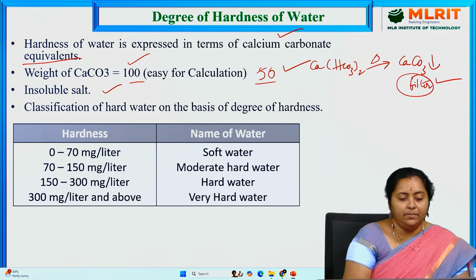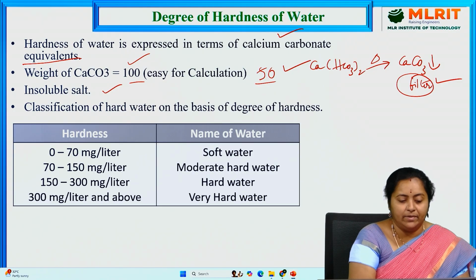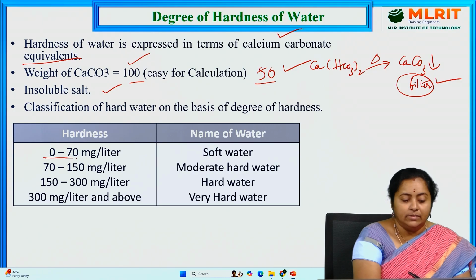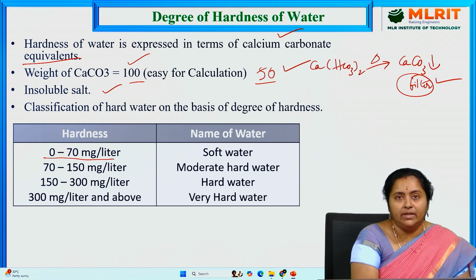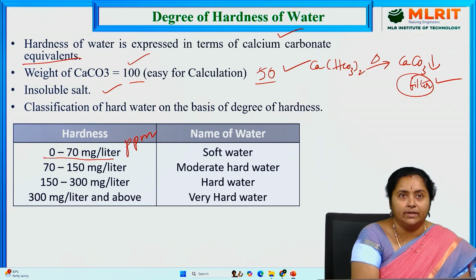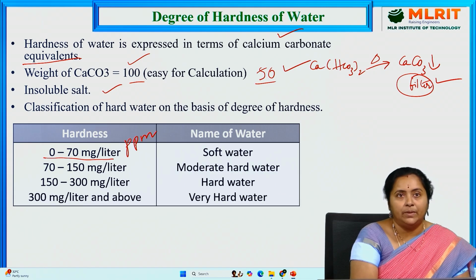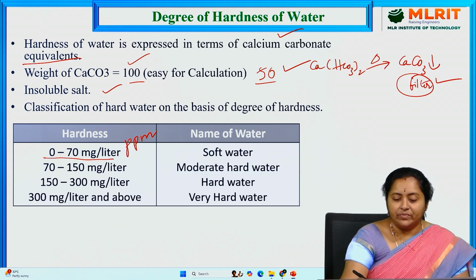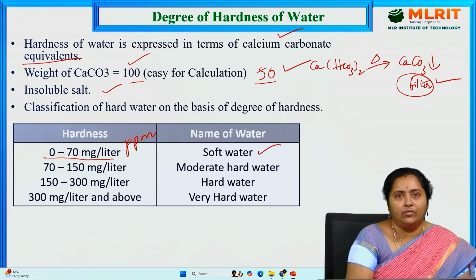Say for example, if the supplied water sample has 0 to 70 milligrams per liter, or we can express this in ppm, parts per million. Both are equal: 1 ppm is equal to 1 milligram per liter. So if that water sample has a range of hardness equal to 0 to 70 ppm or milligrams per liter, then it will be named as soft water.